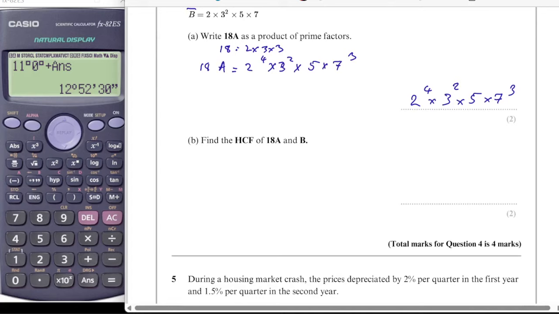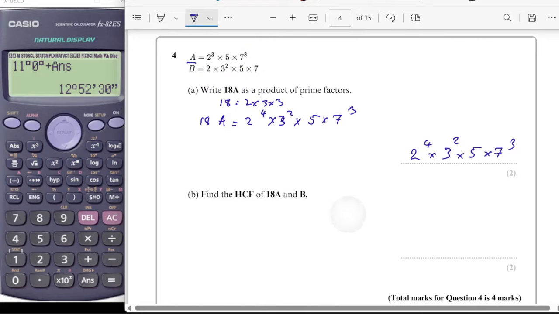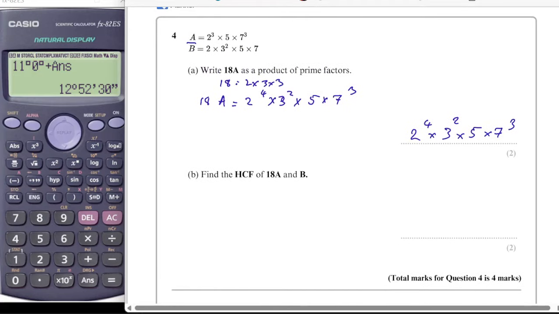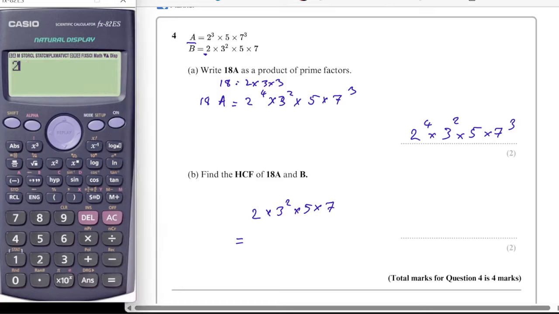Find the highest common factor of 18a and b. In effect, we could look at this in terms of a Venn diagram. I'm going to take a slight shortcut though. So I know that this is b. If I look at the powers of b, I've got a 2 in common. Powers of 2, I've got 3 squared in common. Powers of 5, I've got 5 in common. And then I've also got a 7 in common. So the highest common factor of that number, 35 times 9. So let's just do it. 2 times 3 squared times 5 times 7 gives us 630.